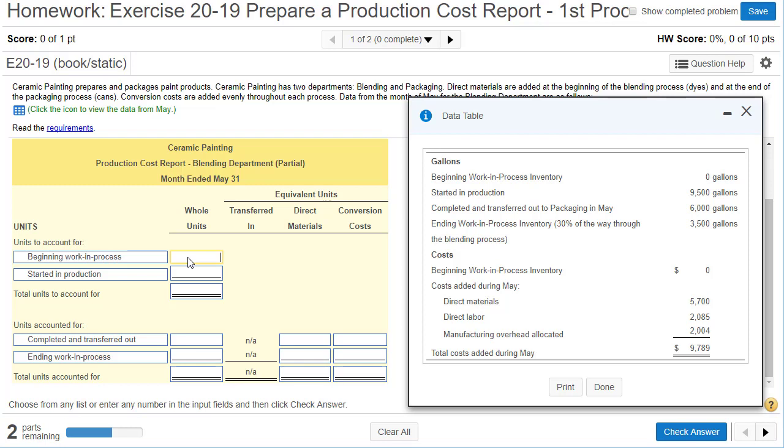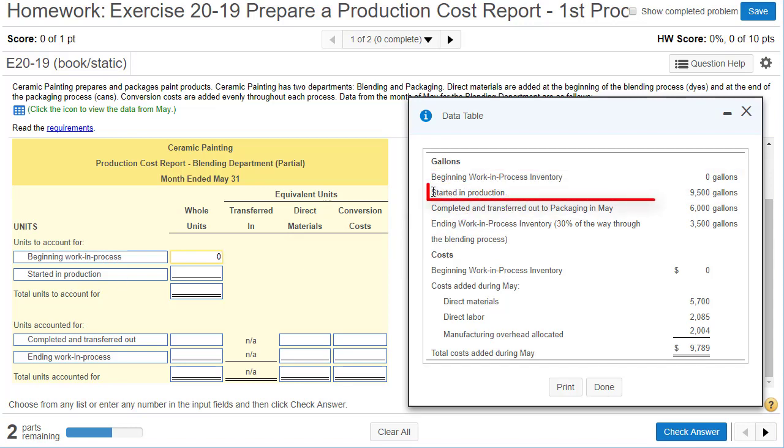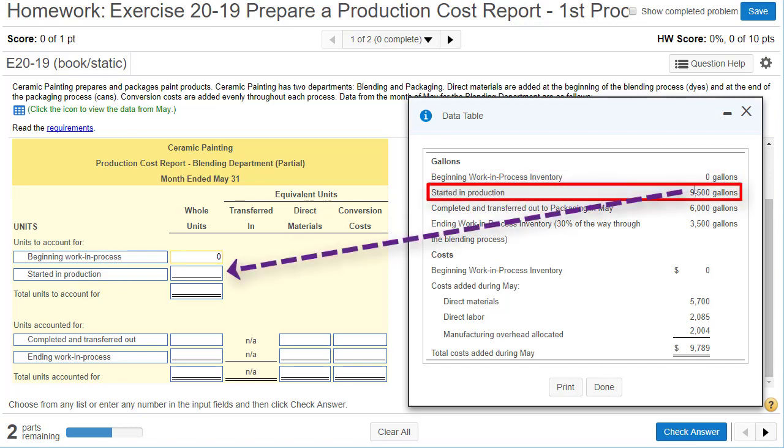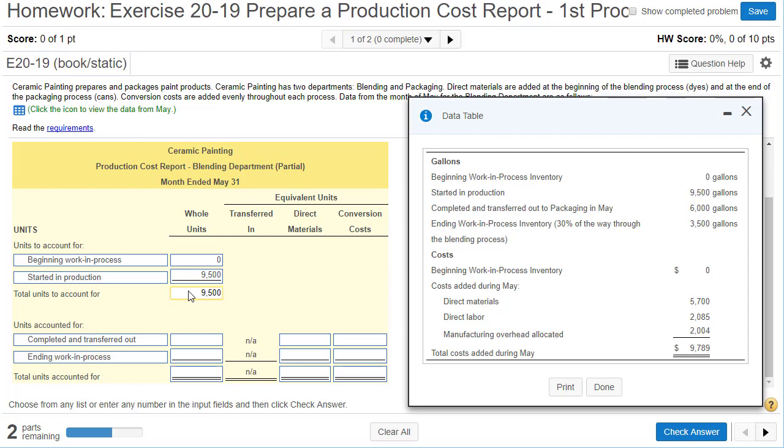Now we can go to the actual units that are involved. So our beginning, so this is beginning work in process. So we're talking about beginning work in process. We had 0 gallons. Now we need the number of gallons started in production, and that is 9,500 gallons. So that gives us a total of 9,500 gallons.